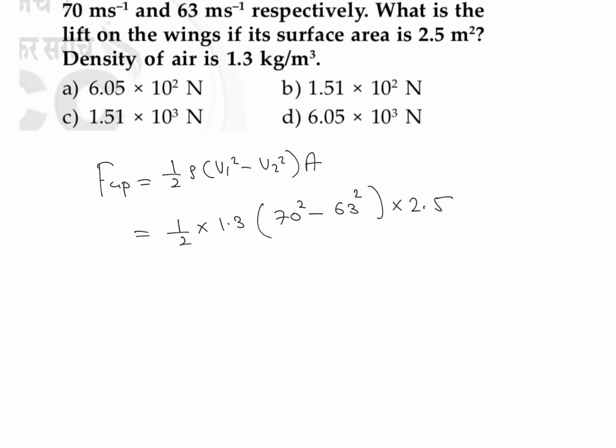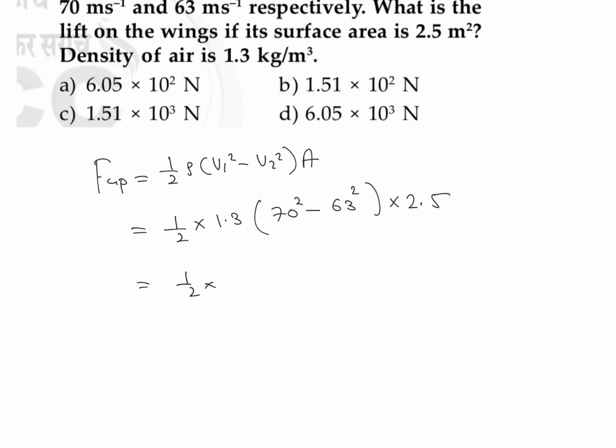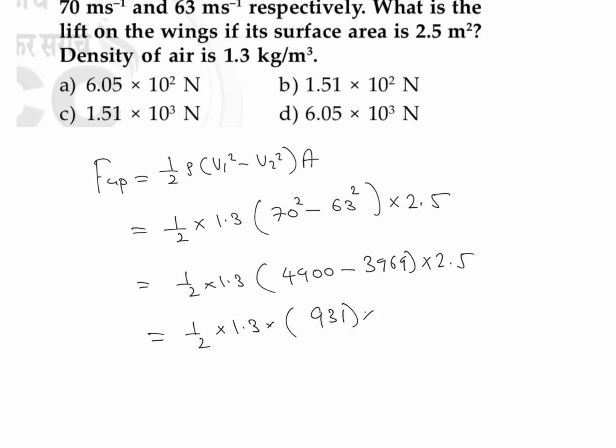Area is 2.5. So you can write this is equal to half into 1.3 into 70 square, we can take it as 4900 minus 3969 into 2.5, which we can take it as 1 by 2 into 1.3 into 4900 minus 3969, which we'll get as around 931 into 2.5. So if you're calculating it, you will get the answer as 1512.875, or you can write this is equal to 1.51 into 10 raised to minus 3.